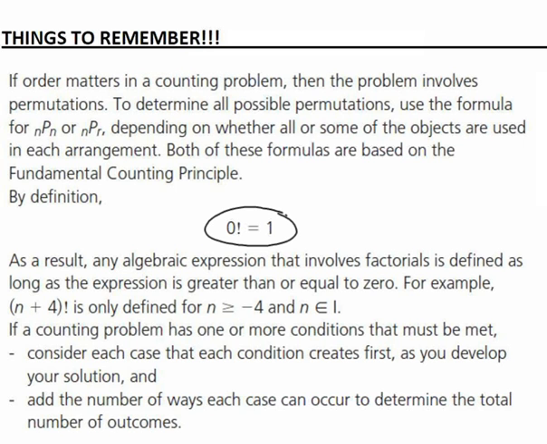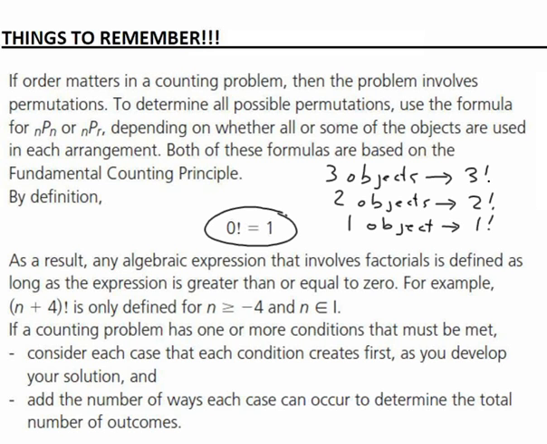Keep in mind that if you're arranging 3 objects, it would be 3 factorial. 2 objects, 2 factorial. 1 object, 1 factorial. No objects, 0 factorial. That one's 6, that one's 2, that one's 1, and that one is also 1.